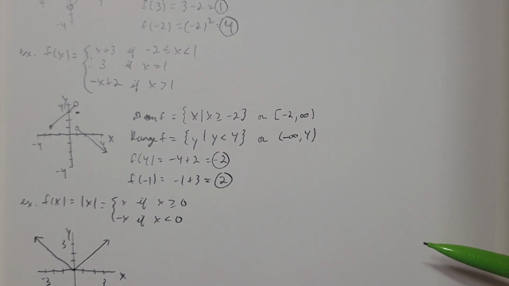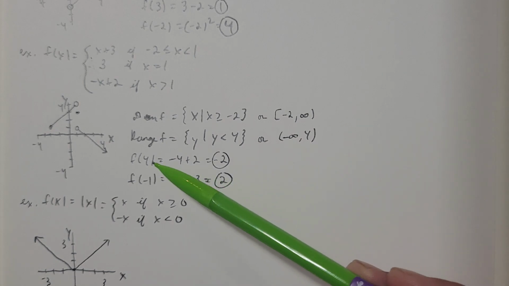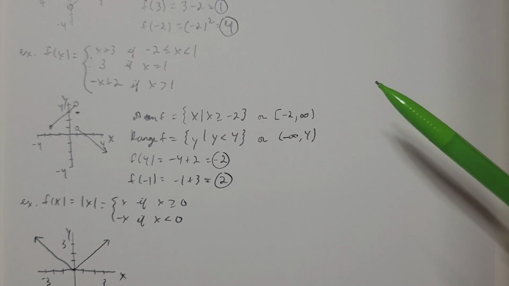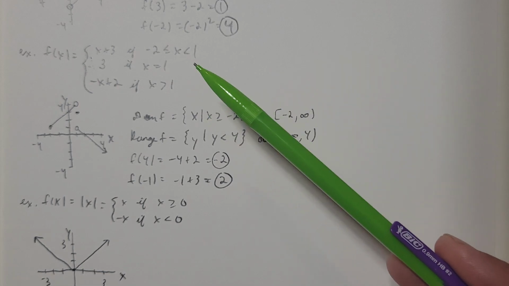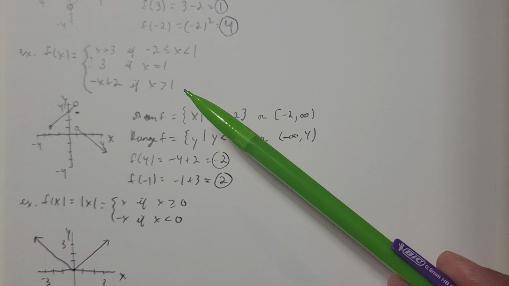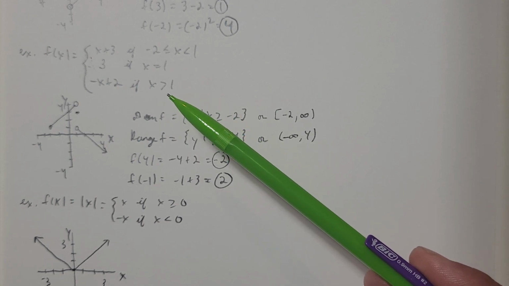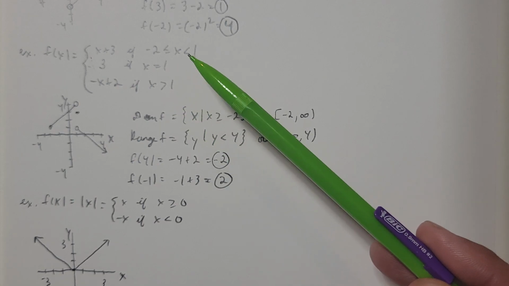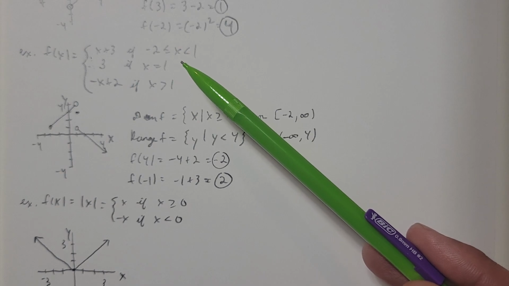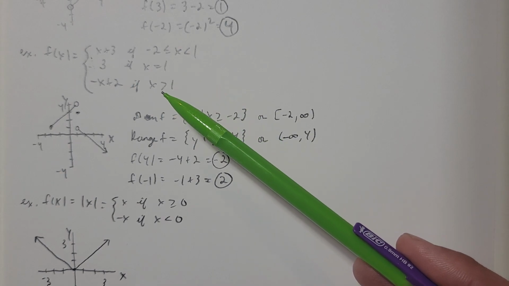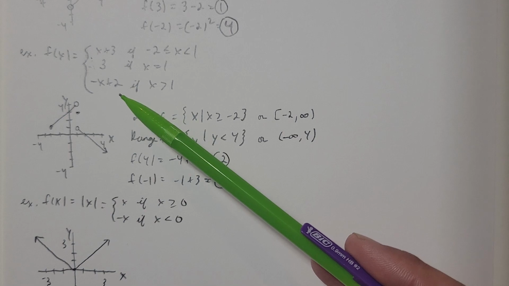And then, like any other function, there's input values and output values. So if I plug in 4, I need to figure out what piece I'm plugging 4 into, depending on x. Okay, well, 4 is bigger than 1, right? 4 is not equal to 1, and 4 is not between -2 and 1.